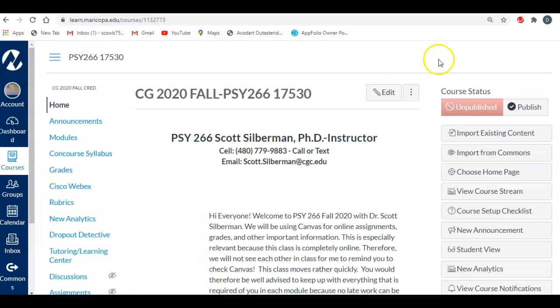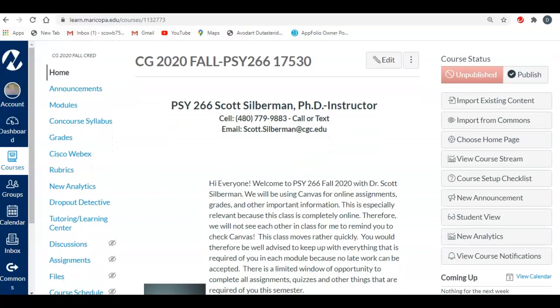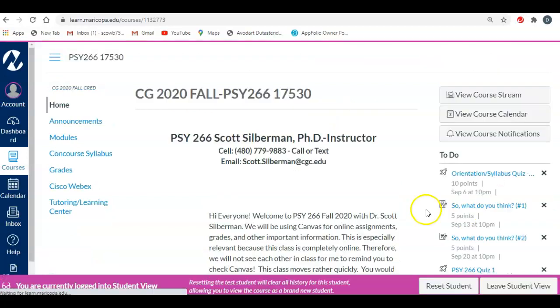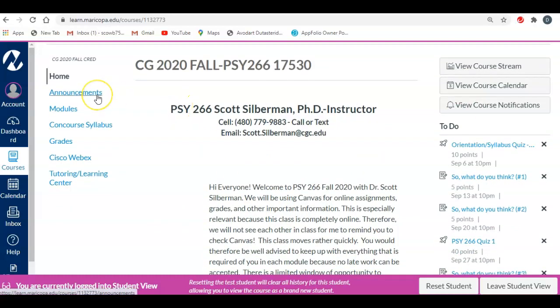So here is the front page of Canvas. We're going to go through this real quick, and then I'm going to show you specific pages. If I go into Student View, this is what I see, by the way, when I log in. Let me click on Student View. This is what you will see. When you log on to Canvas, on the left-hand side, announcements is very important. Keep up with that. When I post something, I wouldn't post it for no reason. There's going to be something important in there.